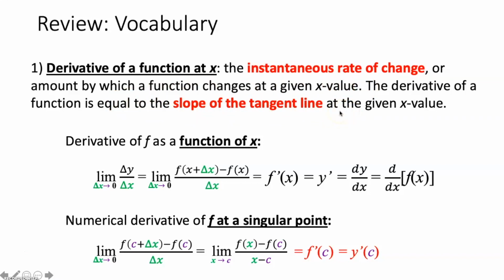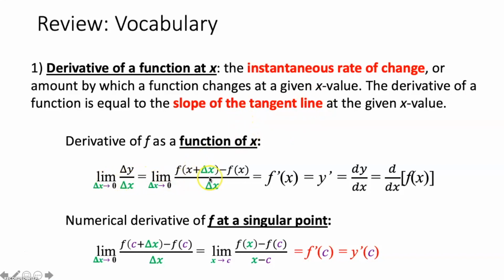So if you recall, last time we talked about some things that all meant the same thing. The derivative of a function at x is the same as the instantaneous rate of change at a given x value, which is the same thing as the slope of the tangent line at a given x value, which is the same thing as the slope of your function at a given x value. All of those things mean the same thing.